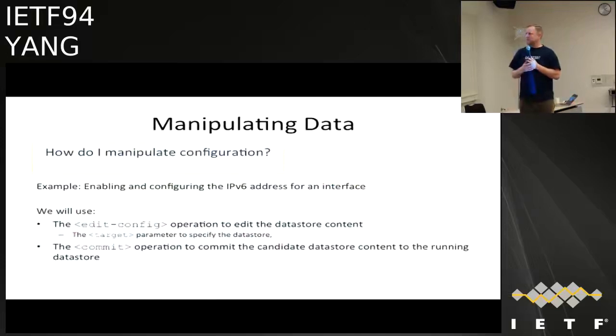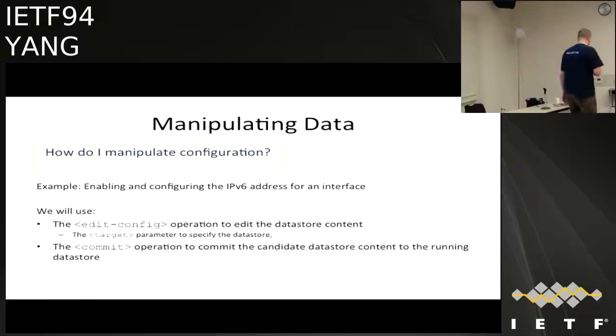Now, how do we manipulate configuration? In this case, again, we're going to borrow from our previous example. We're going to enable and configure IPv6 addresses for the interface. Two new operations here. Edit config is the big tool to actually manipulate data on boxes. So we're going to edit data store content, but you now know that there are 3 data stores. So we may need a target parameter to specify which data store we are manipulating. And if we are manipulating the candidate, you remember that we also need to use the commit operation to take what's in the candidate and make it running.